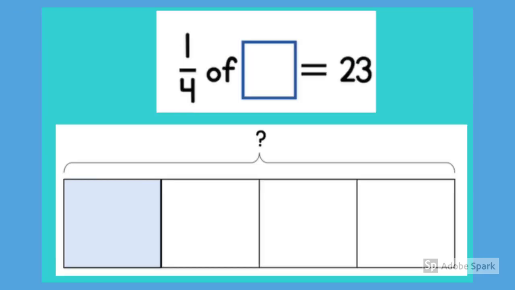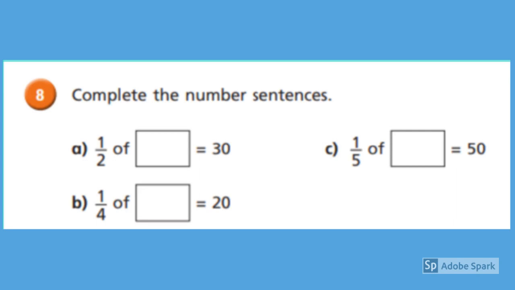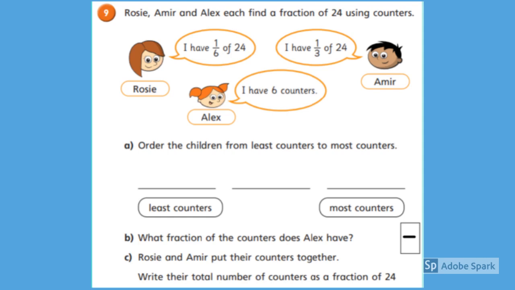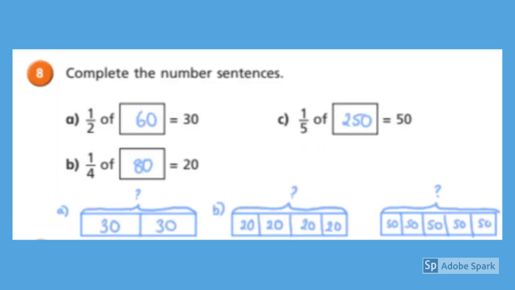1/4 of something is equal to 23. I've already cut the bar model into 4 equal parts. 23 will go in each of the parts. Add up the total of all of the 4 equal parts to find the missing number. Now pause the video while you complete question 8. Pause the video while you complete question 9.